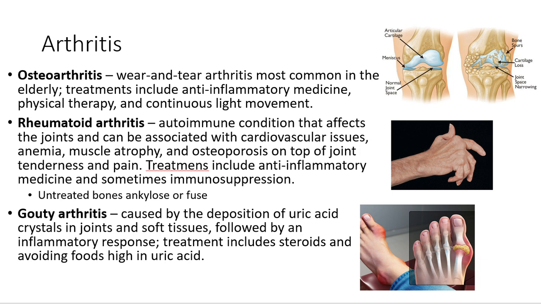Then there's gouty arthritis, which is caused by the deposition of uric acid crystals in joints and soft tissues. Generally this is followed by an inflammatory response around that soft tissue and where the uric acid crystals deposit. Treatments include steroids and also avoiding foods high in uric acid like lunch meat. All of these conditions do have a slightly genetic component, but there are other factors that can dictate their outcomes, and all of them can be treated with anti-inflammatory medicine. For some, though, that may not be enough.